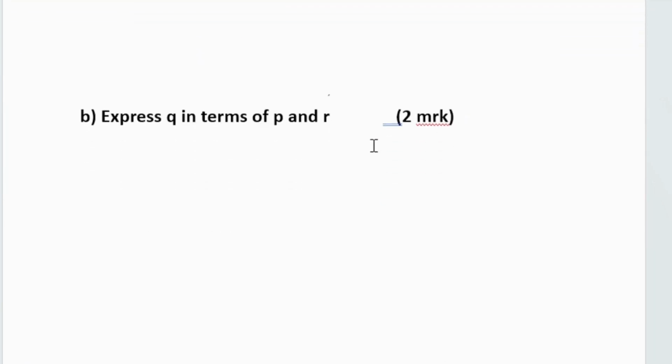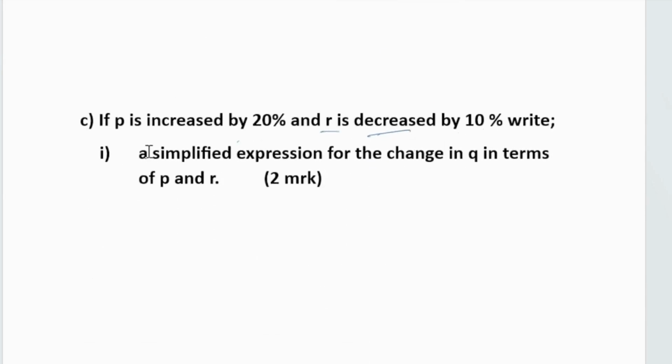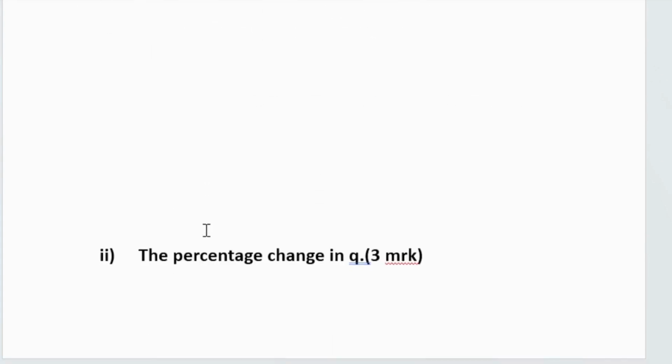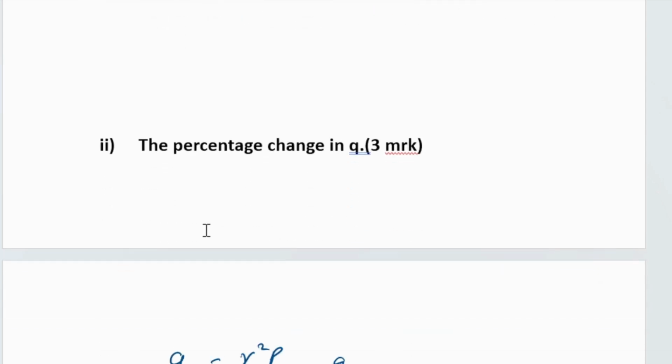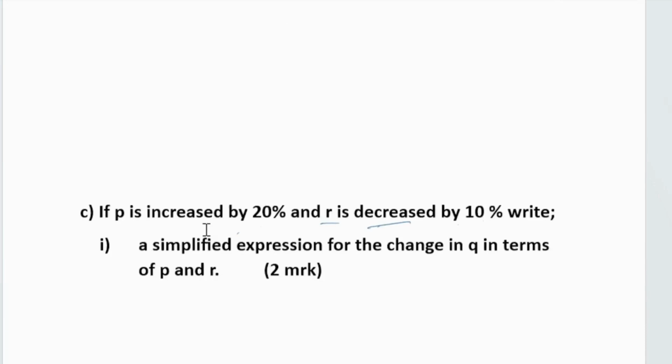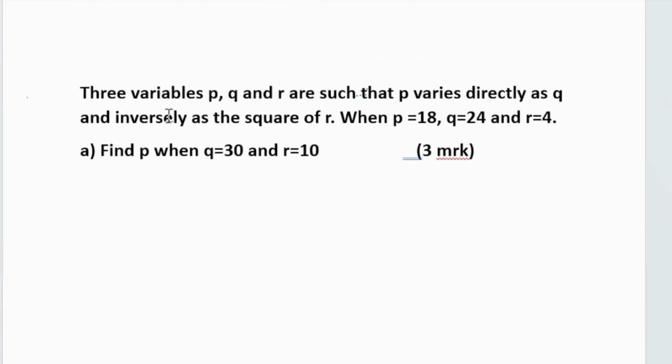We also have this part: express q in terms of p and r, 2 marks. And then C, if p is increased by 20% and r is decreased by 10%, write a simplified expression for the change in q in terms of p and r, that is 2 marks. And then last, the percentage change in q, 3 marks. So that is what we are going to do, and it is a 10 marks question. And we are going to start from here.